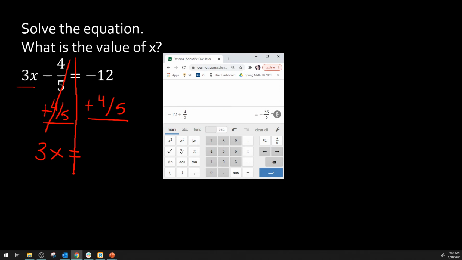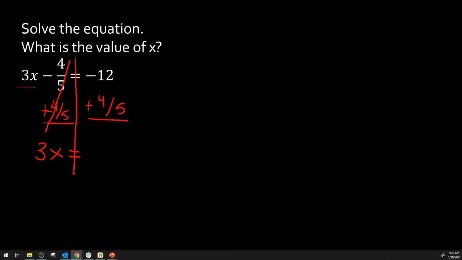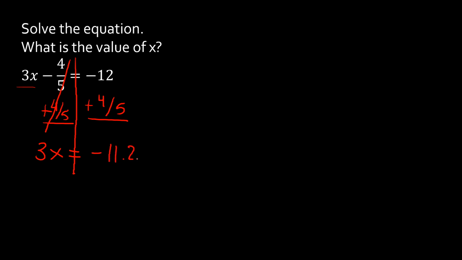You can change this into a fraction if you want, but I think it's a bit easier to leave it as a decimal. Either way, we're going to be using our calculator again on our next step, so whichever way you prefer. I'm going to leave it as a decimal, negative 11.2. So now when I'm looking, I see that 3 attached to my x here, which means that I need to get rid of this 3. So the opposite of multiplying is dividing. So I'm going to divide both sides by 3.